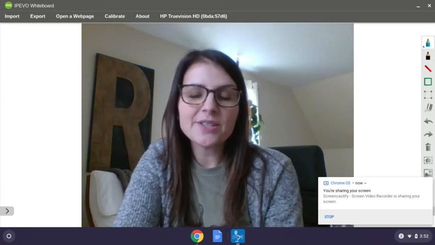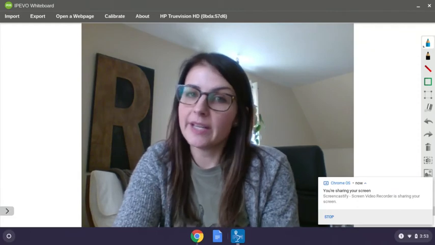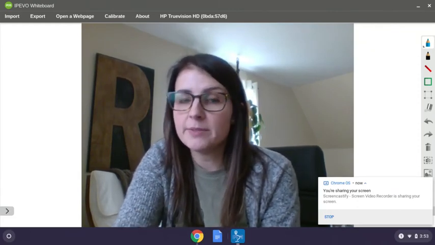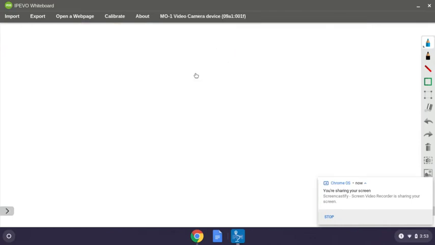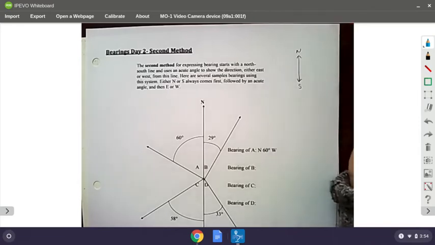Hey guys, so this next lesson is more bearings, but we call it the second method because it's just another way that the bearing angle is described. So you can follow along with these notes there on Classroom. As always, we always start with our bearing line.